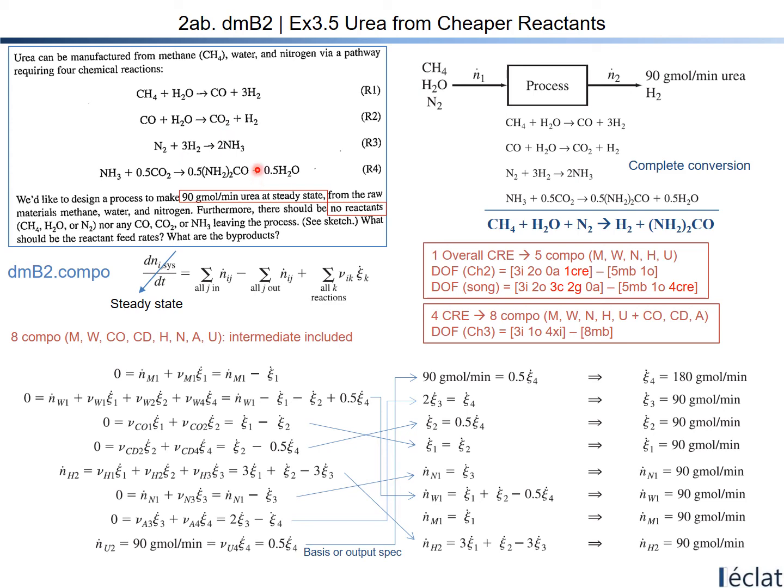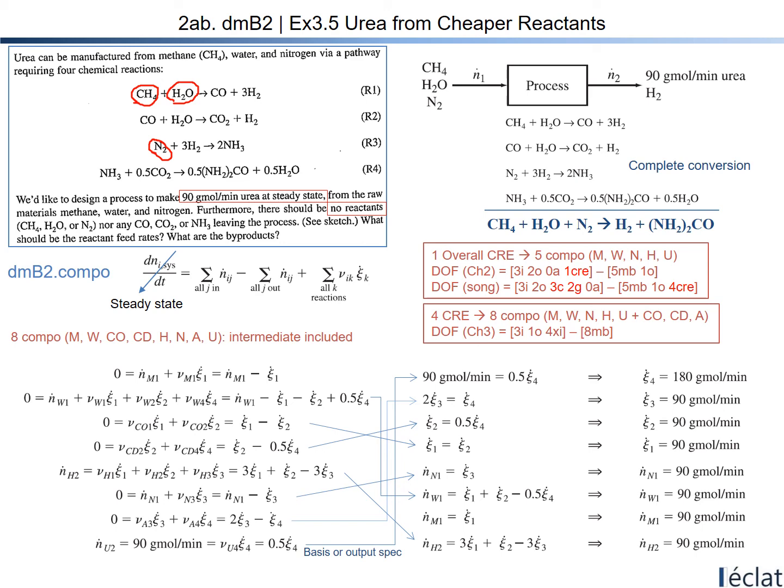So the problem text is saying that we have three different compounds as reactants. Again, methane, water, nitrogen. Let me check the raw material. Methane and water and nitrogen. You can find some intermediate generated during reactions. So let me try to obtain the overall chemical reaction equation from those four different chemical reaction equations.